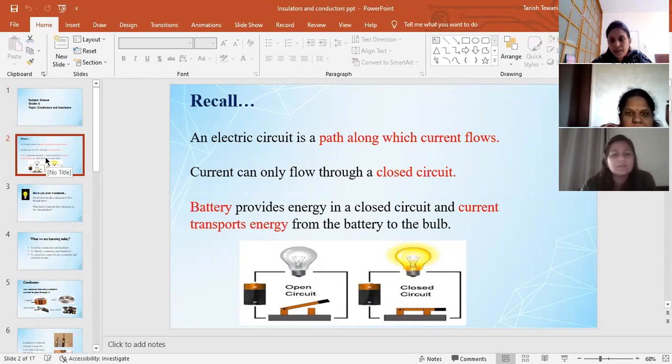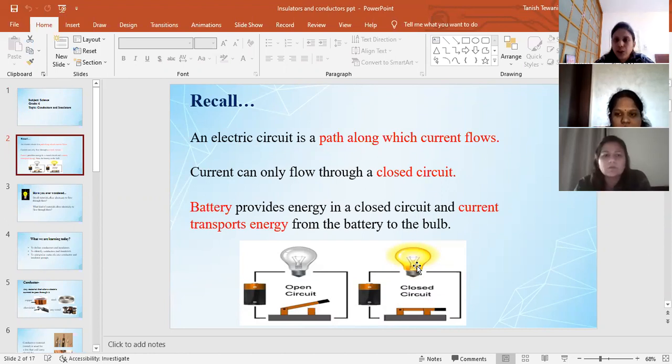It's a path through which electric current flows. Yes, it's a path through which current flows. So Rabia, can you see this picture? You can see two images, right? One is an open circuit and one is a closed circuit. And where is the bulb glowing? In which picture? Is it in the closed or the open circuit? In the closed circuit, ma'am.